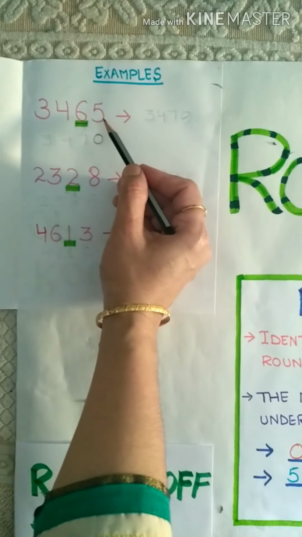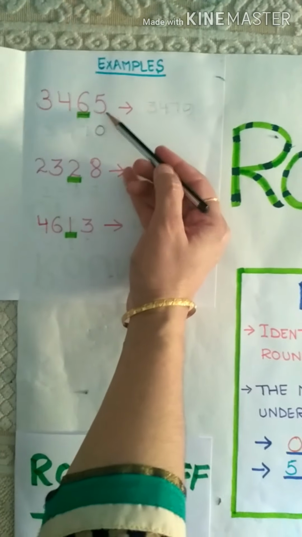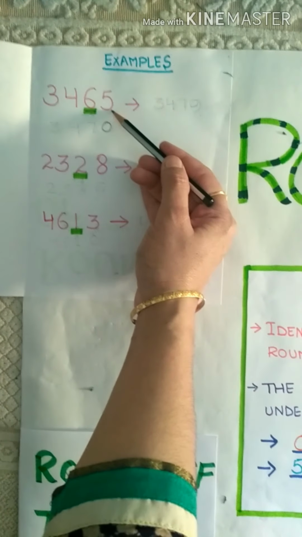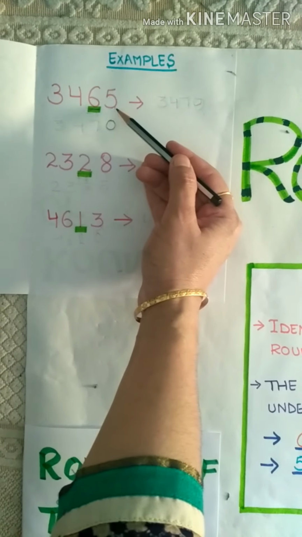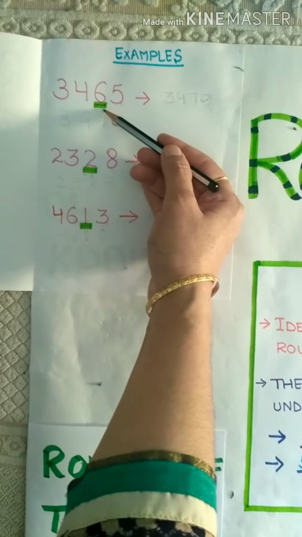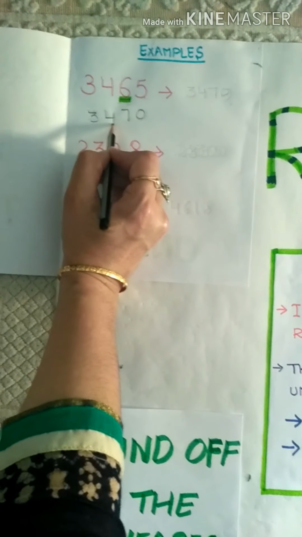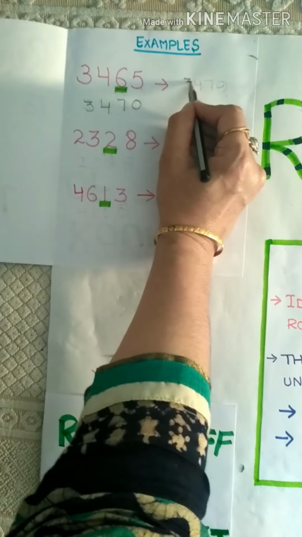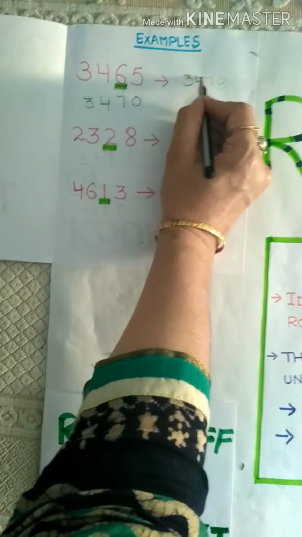Here at the right side the digit is 5. What we have to do is, if the digit is 5 or greater, then we have to add 1 to the underlined digit. This is 5, so we have to add 1 to this 6, so it will become 7. And the digits at the left side of the underlined digit will remain the same. So the answer is 3470.